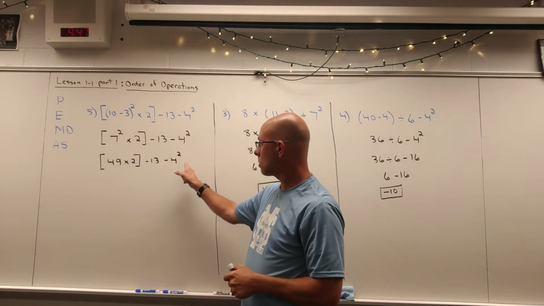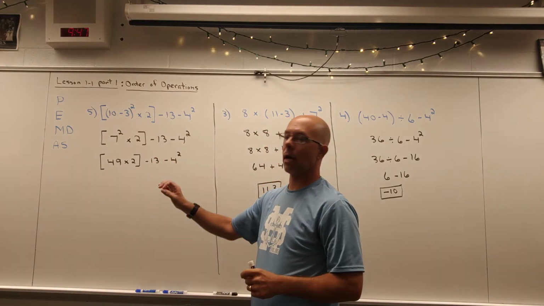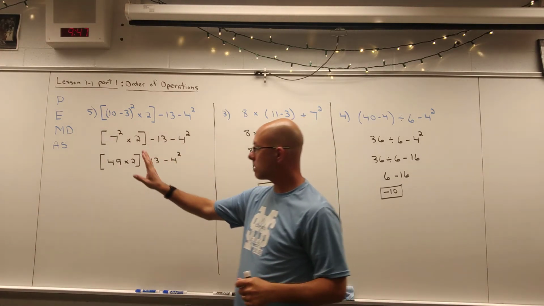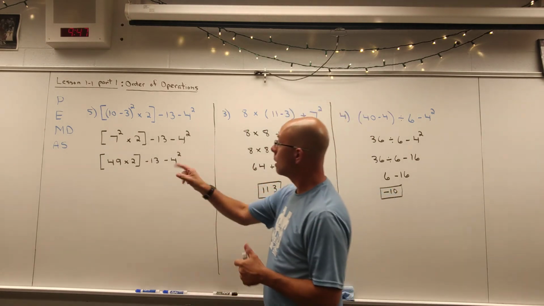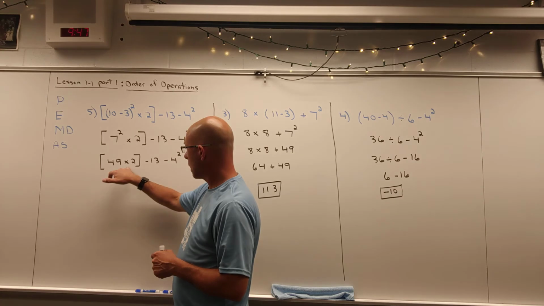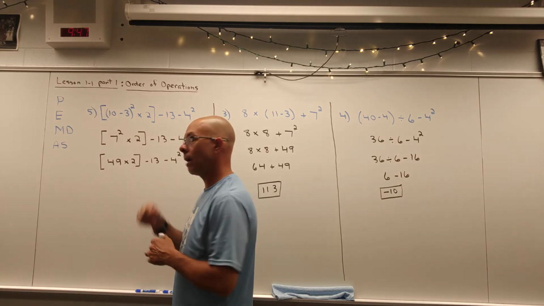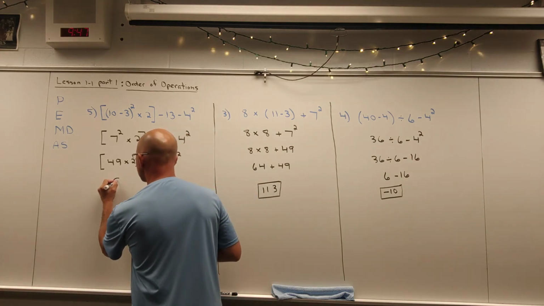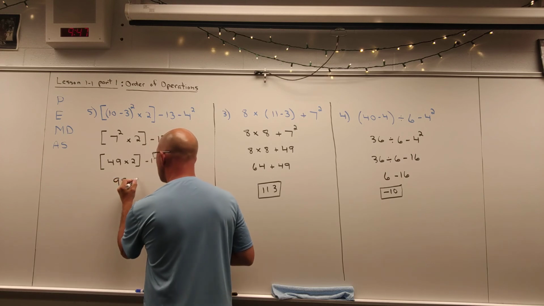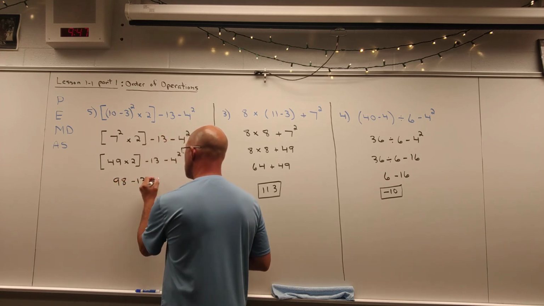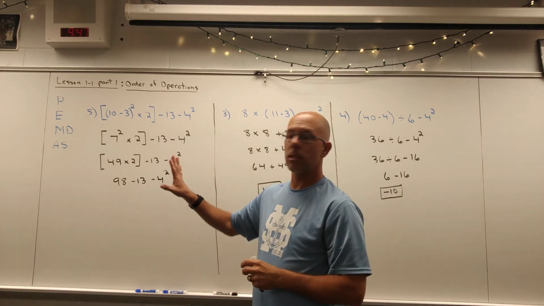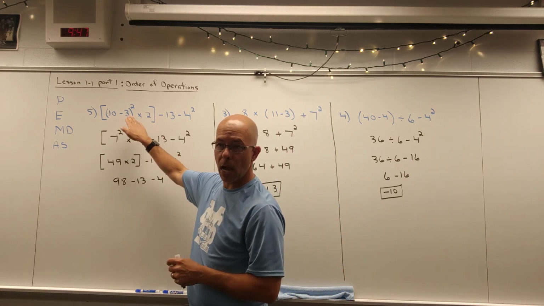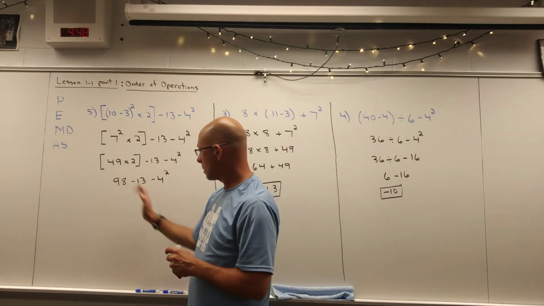Folks, I do understand there's an exponent down here, but remember right now we are working solely inside this bracket until that's done, and then we'll reanalyze the question. So 49 times 2, that'll be 98 minus 13 minus 4 squared. Okay, so you see we took care of everything inside that bracket, and now we're just down to this basic problem.